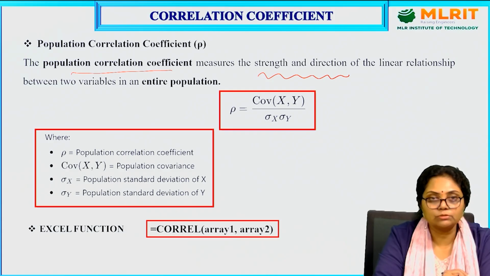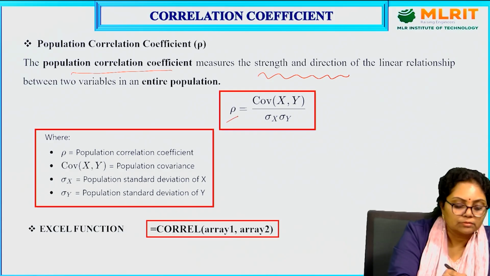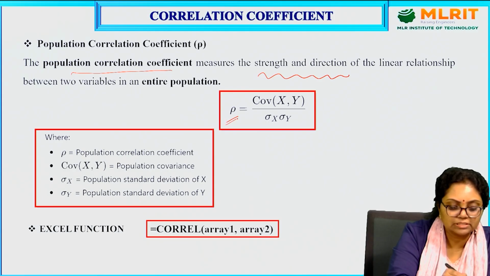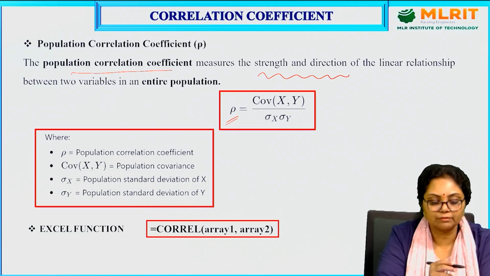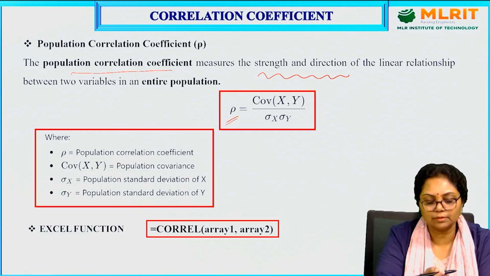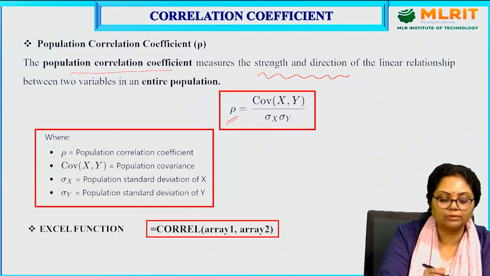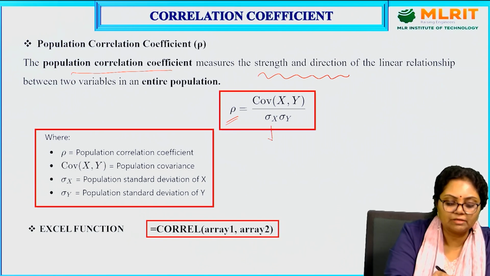The formula associated with this, the population correlation coefficient is represented as rho. Rho is equal to covariance of x and y, that means the covariance which we have calculated in the previous slides, that value divided by standard deviation of x and standard deviation of y.